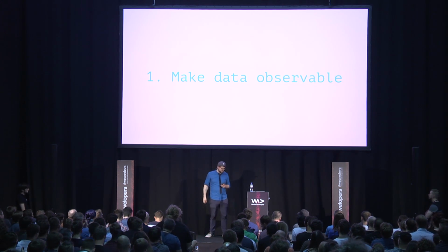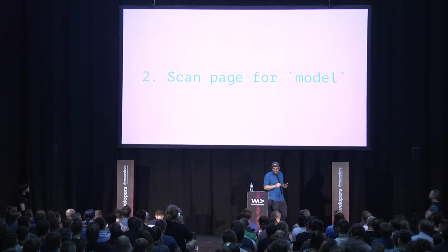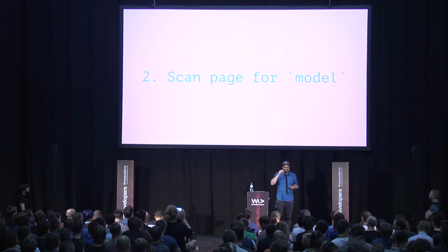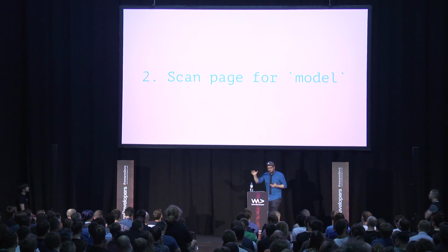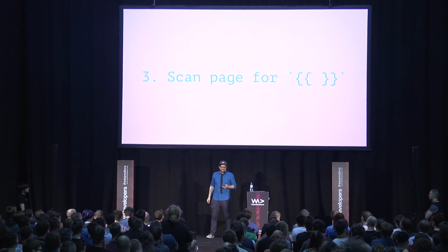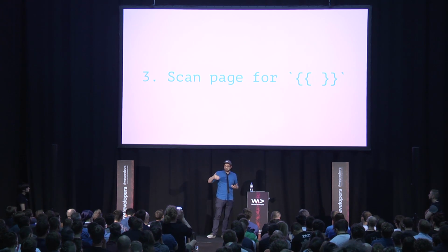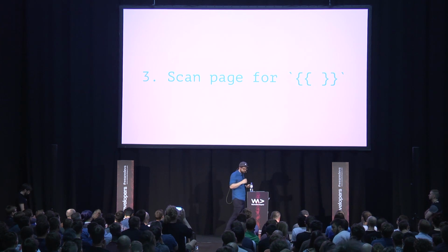OK, that's cool. The next step would probably be, we scan the page for a model because we want to set up those bindings. We want to see where the data is used, or how we can set up certain interactions on the page itself. Then the next step would probably be scanning for the mustache tags to see where I need to replace the content with the data I've created.